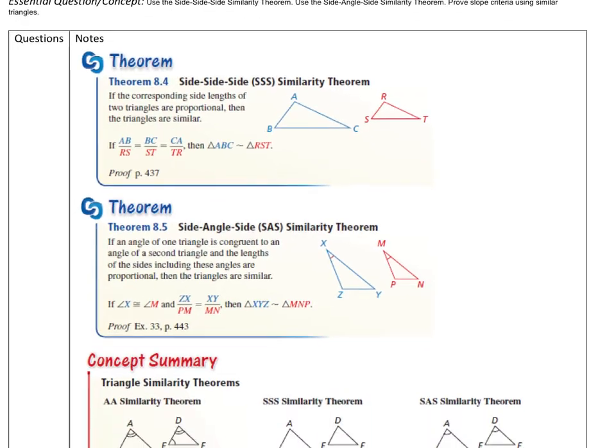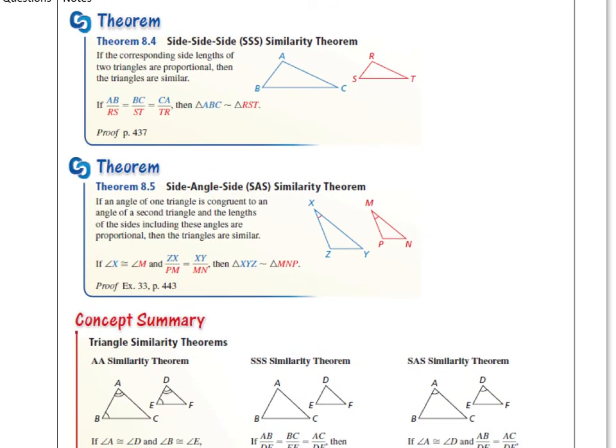Now, another way would be side-angle-side. So for side-angle-side, I can have two sides and the included angle proportional. If we take a look at this example, we've got angle X congruent to angle M, and here XY would be proportional to MP and XZ, and then XY proportional to MN. So as long as these two are in proportion and the included angle here is congruent, then I can conclude that these two triangles will be similar by side-angle-side similarity.